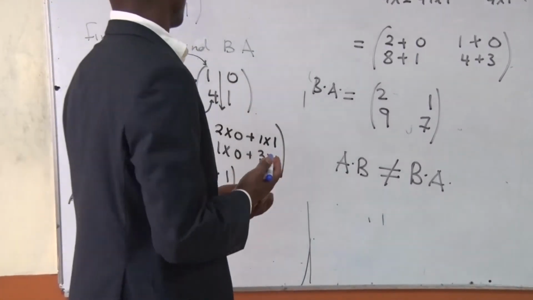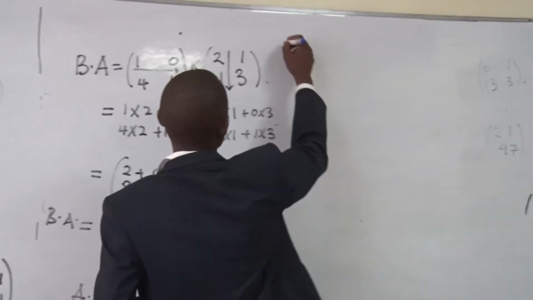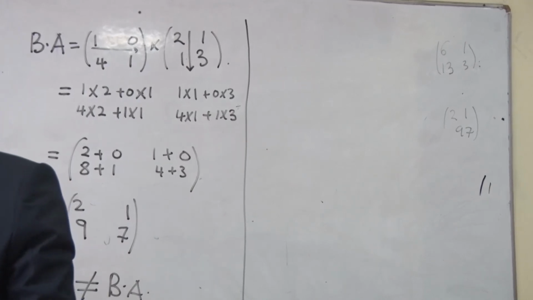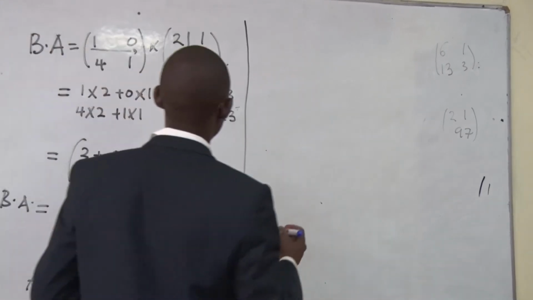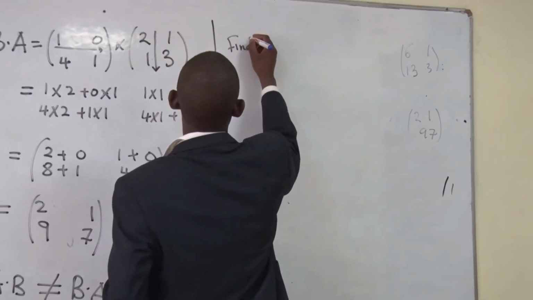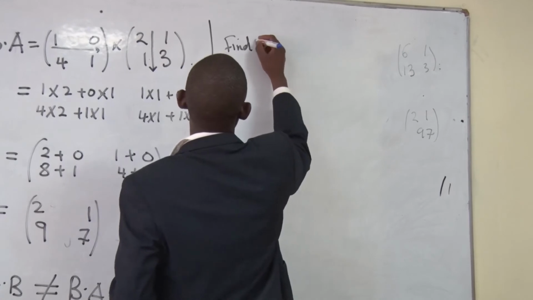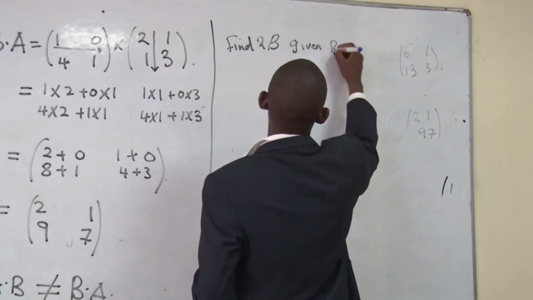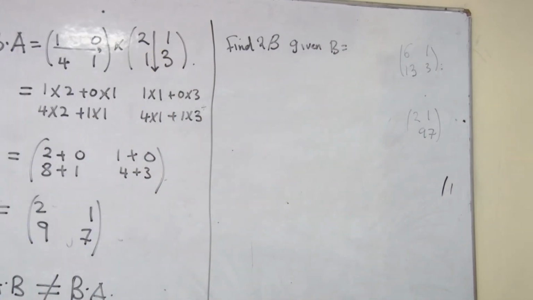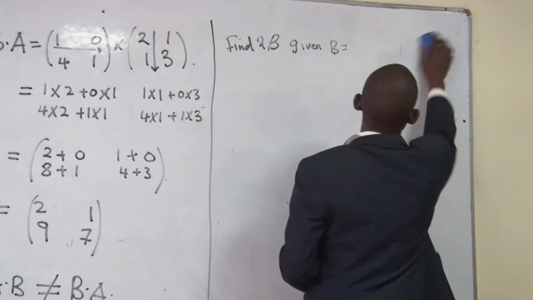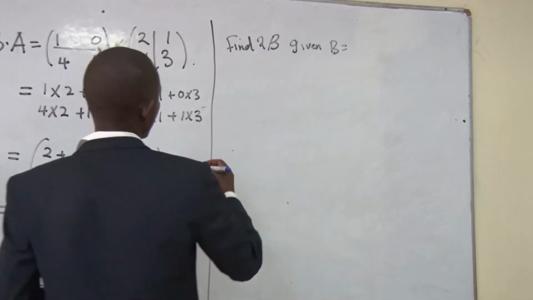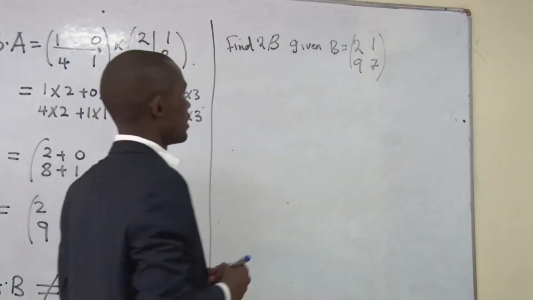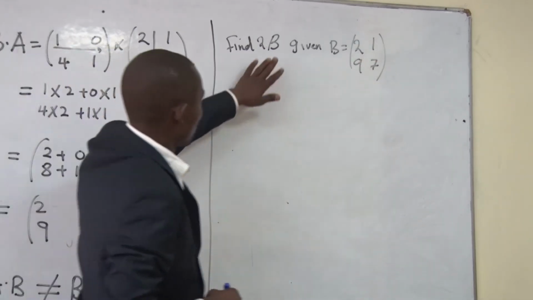We can move to the last bit of this, whereby if for instance you are told to find 2B, given B is equal to 2, 1, 9, 7.